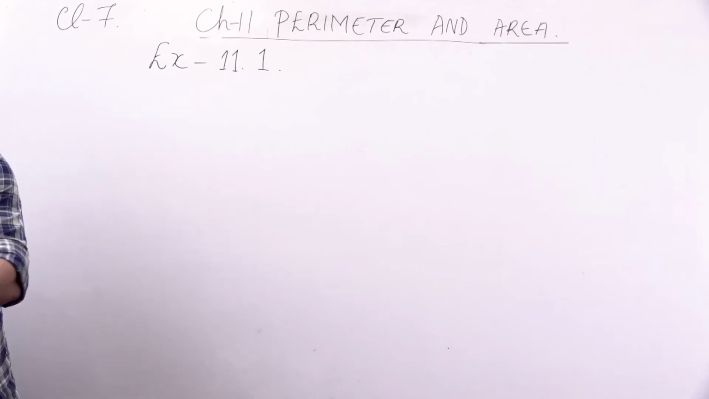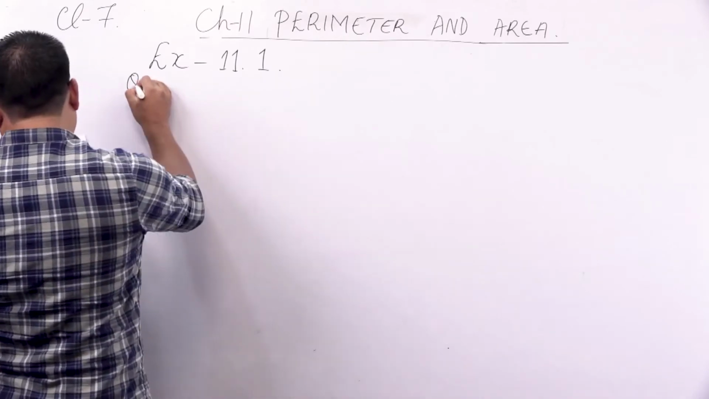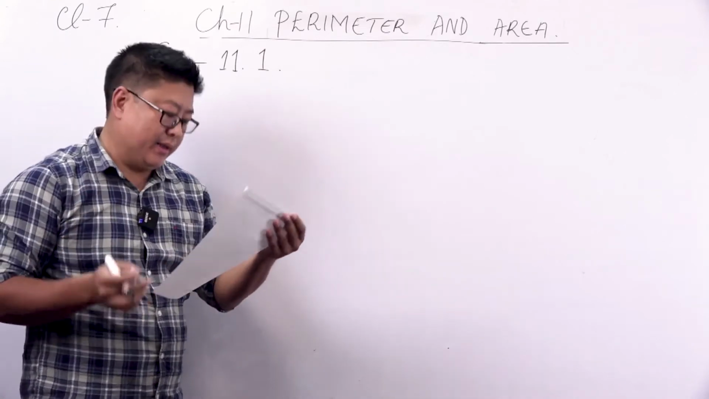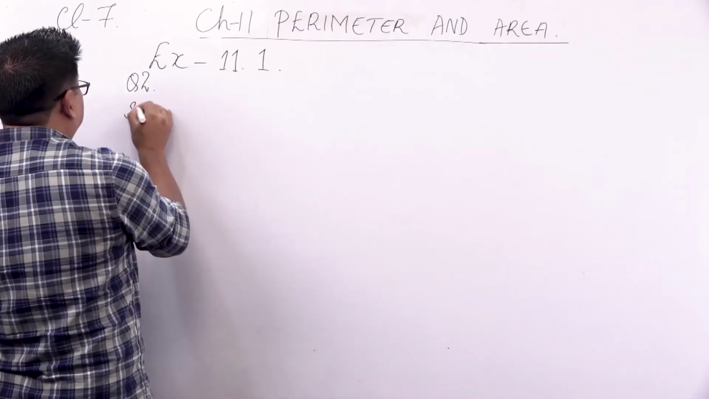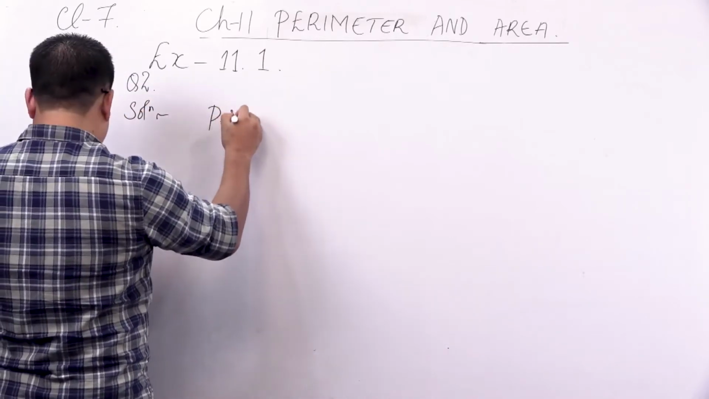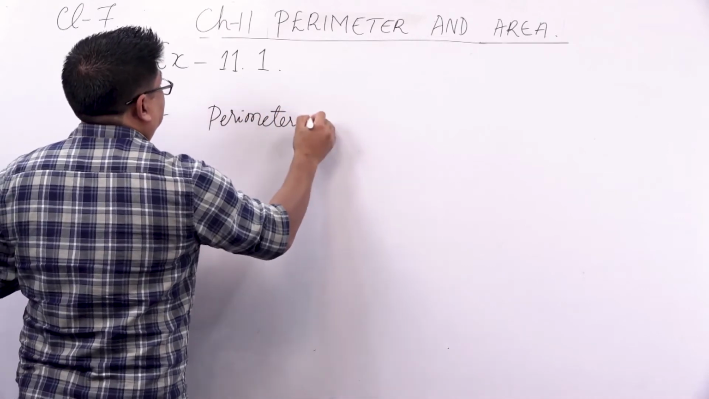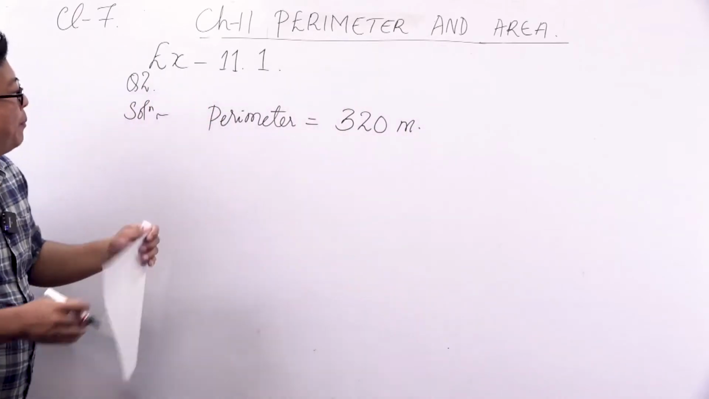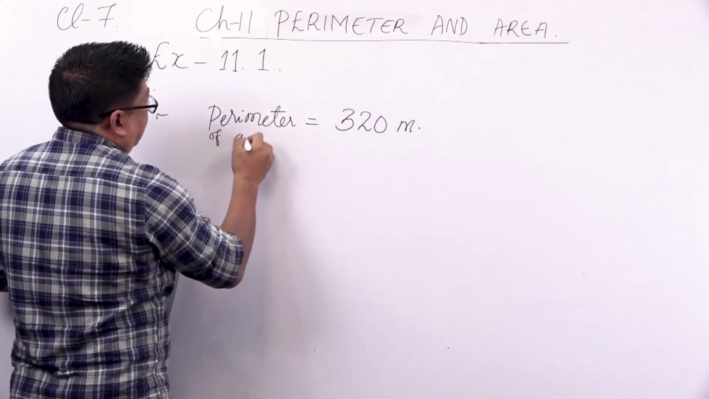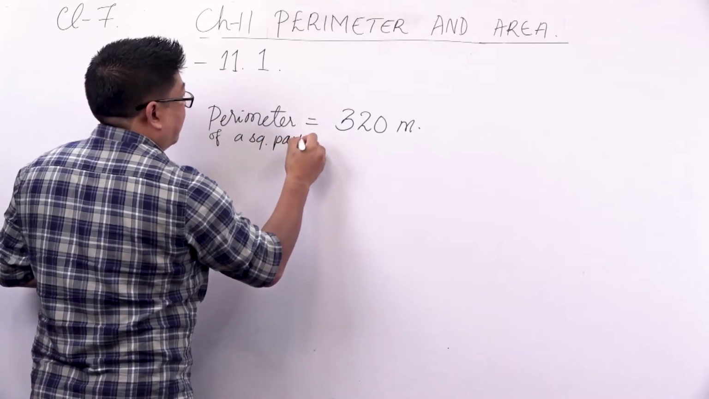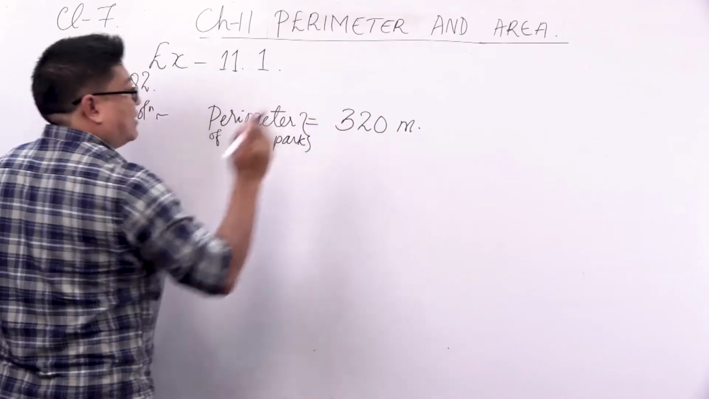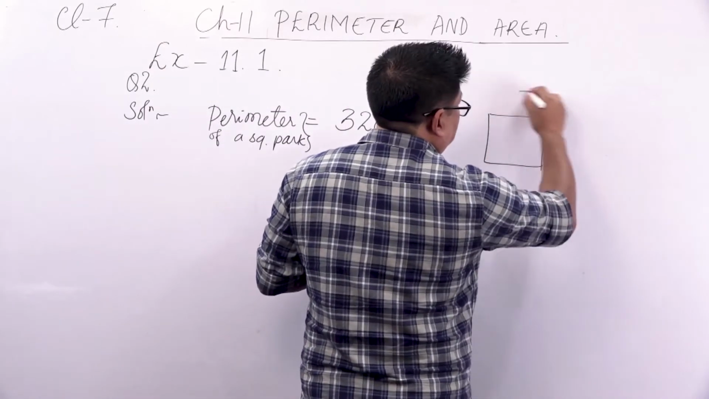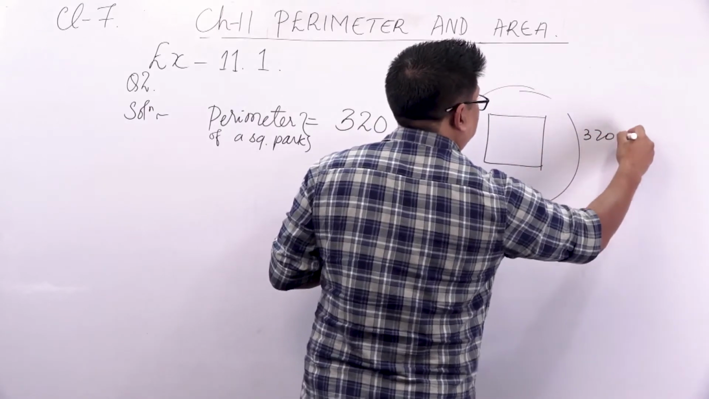Question number 2. Find the area of a square park whose perimeter is 320 meter. Now here the perimeter is already given, and it is given as 320 meter. So the perimeter of a square park is given as 320 meter. That means the total distance is 320 meter.